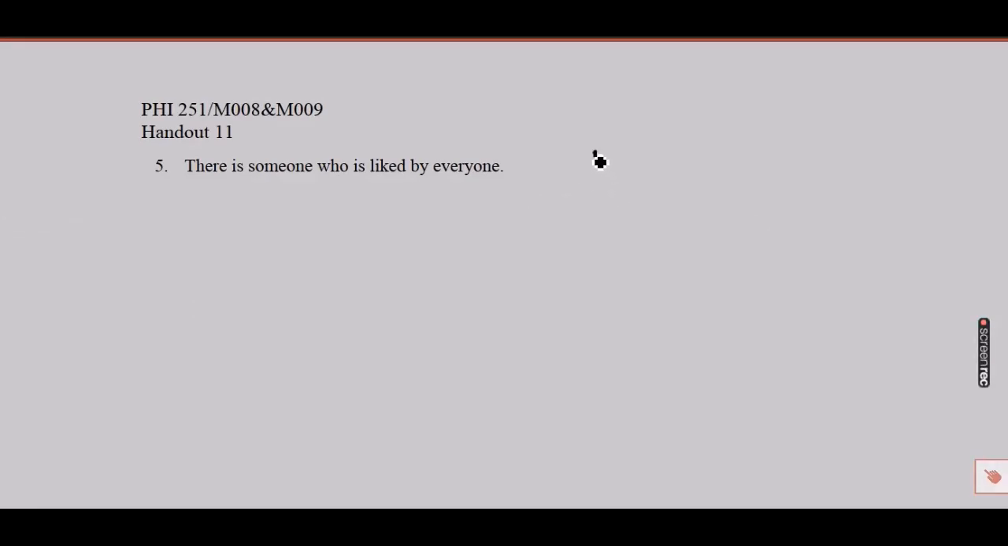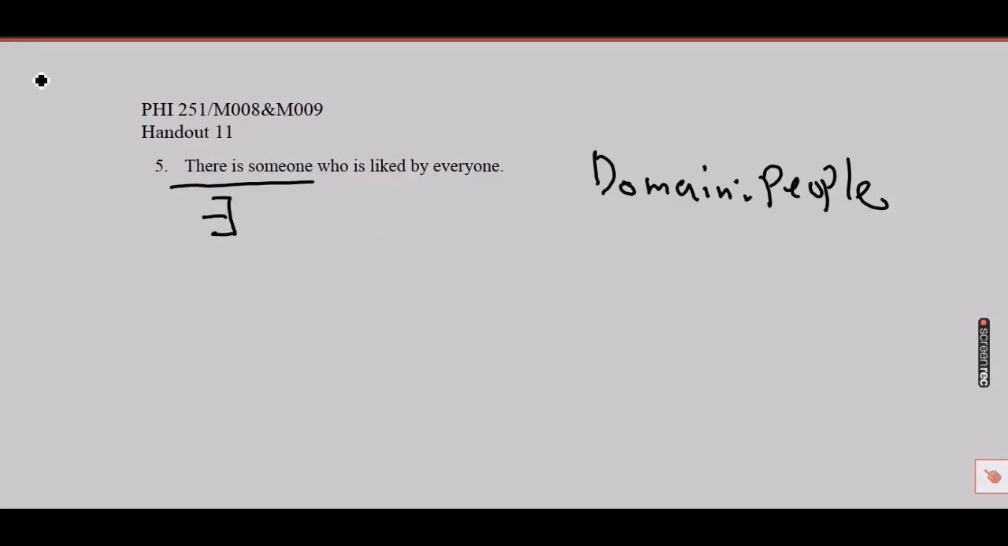So here we are going to use the domain of people because we have someone and everyone. So this whole thing just basically means someone. So we are going to use an existential quantifier. And there is no restrictor predicate here. We're just saying someone is liked by everyone. This whole thing is going to be your main predicate.